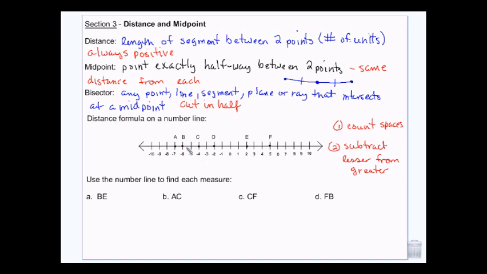To count the spaces, let's say we're finding the distance between B and E. I start at B and I say, okay, 1, 2, 3, 4, 5, 6, 7, 8. 8. Easy enough. Okay, I'll do another count and then we'll subtract on the other 2. If I want to do AC, 1, 2, 3.